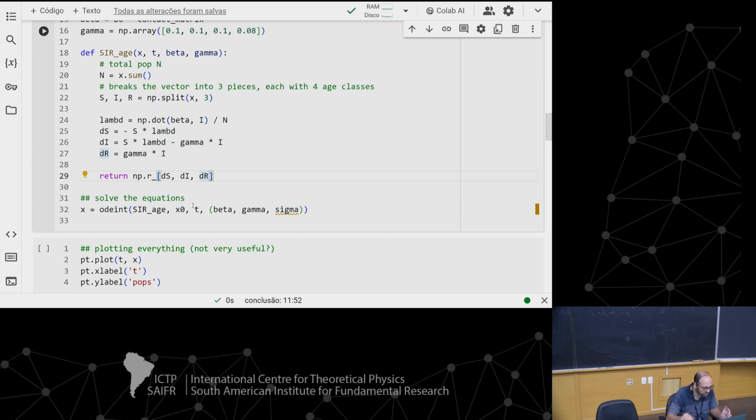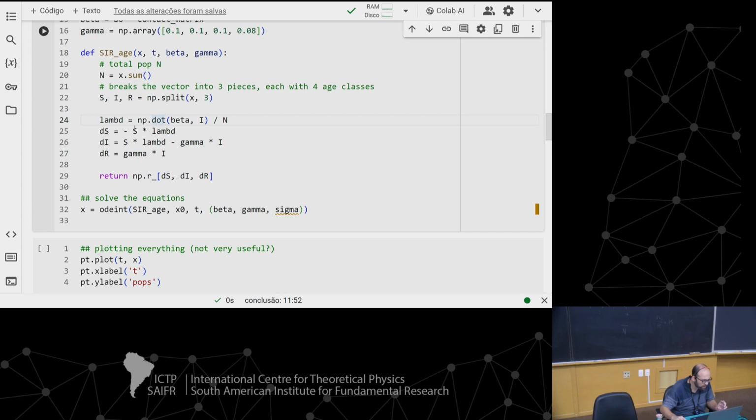What is still missing that I skipped? I have to calculate lambda. How do I calculate lambda? Lambda is the matrix product. This asterisk here, you have to remember, is always the element-wise product. If I want the matrix product, the math product, with the summing over the elements in the lines and columns and so on, you need to use this function dot here.